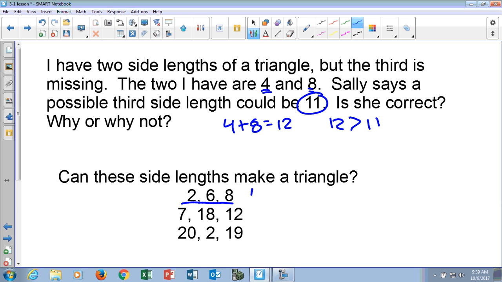Yeah, it's a no, and the reason being because basically 2 and 6 add up to 8. 8 equals 8. That's not bigger than 8, is it? So if it's less than or equal to, it's not going to work. So that's a no. What about the next one?